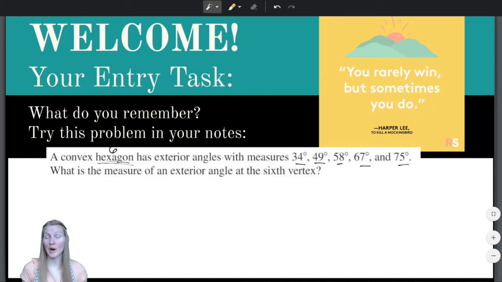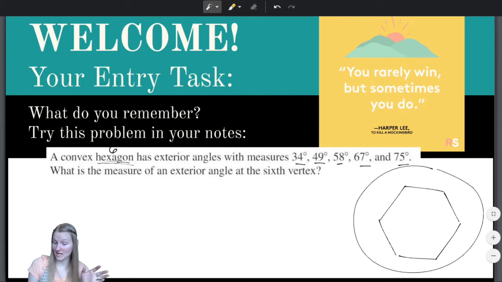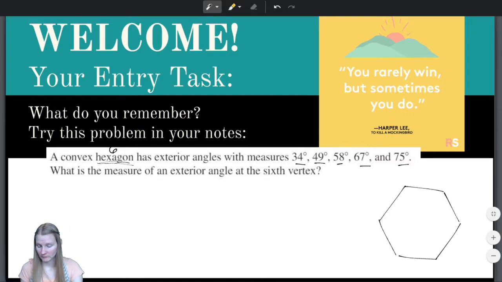Okay, so personally, I like to draw a picture, get a feel for what's happening here. So, a hexagon means that I have 6 sides, so something like that. Now this looks close to a regular hexagon. It's not. I just wanted a 6-sided shape, and this is how I know how to draw a 6-sided shape.